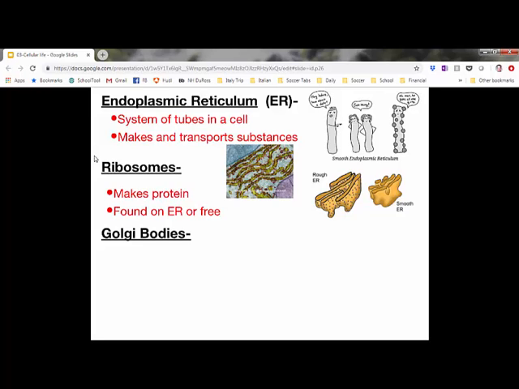You have questions? Ashley? How come some of the ERs have them, some of them don't? Some of the ER make certain proteins, and the other parts of the ER are responsible for making other material. They don't make proteins, they make fats and lipids and other things, so they don't have those ribosomes. Good question.